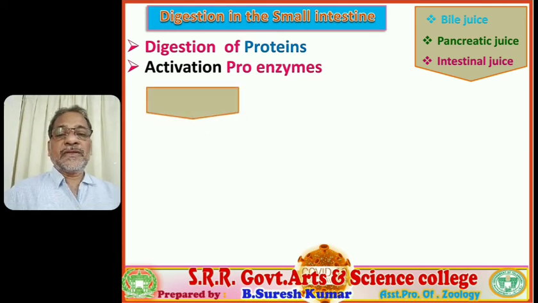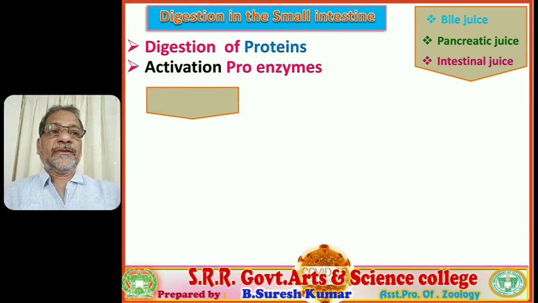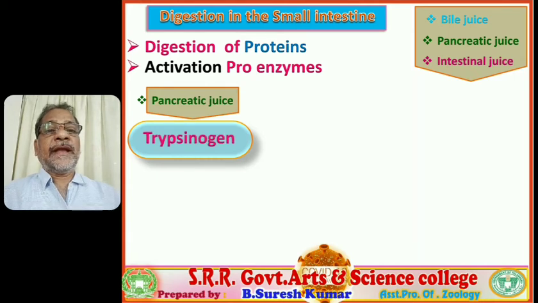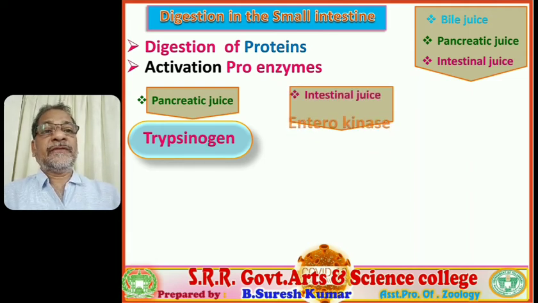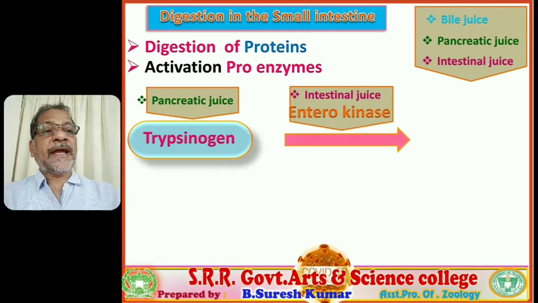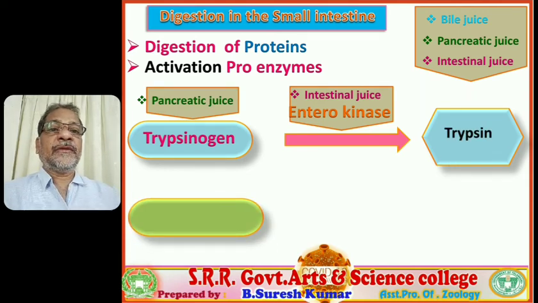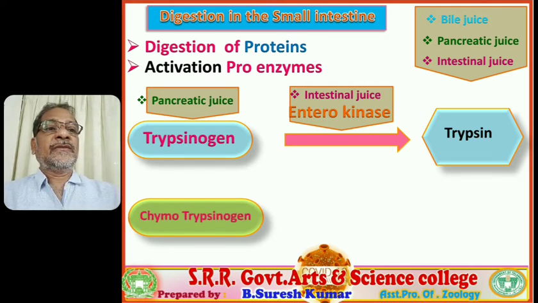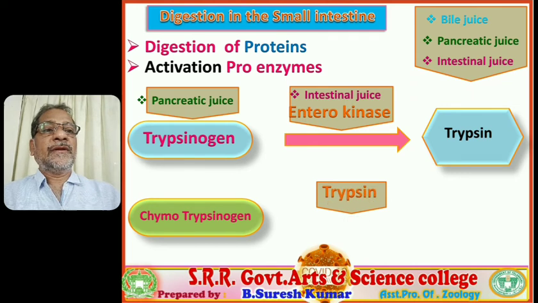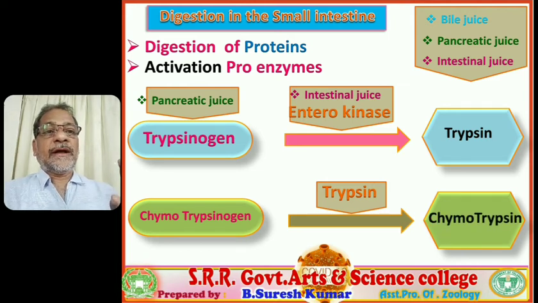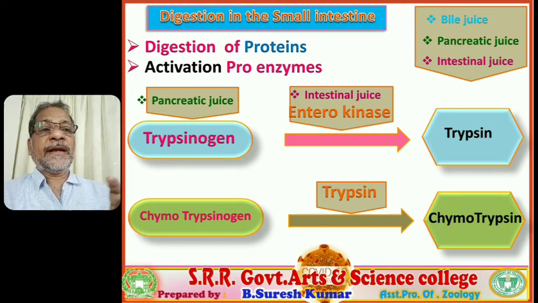Next, in the small intestine, first activation of proenzymes takes place. The pancreatic juice contains various kinds of inactive enzymes, namely trypsinogen and chymotrypsinogen. Such enzymes undergo activation. For that purpose, one enzyme activator is present in the intestinal juice. That enzyme activator is enterokinase. Enterokinase acts on trypsinogen and converts it into active trypsin. Now the chymotrypsinogen also turns into active chymotrypsin with the action of trypsin. So the active enzymes now produced are trypsin and chymotrypsin.